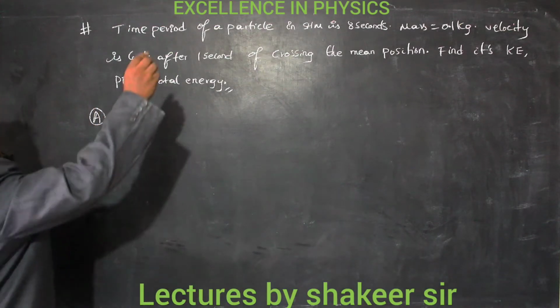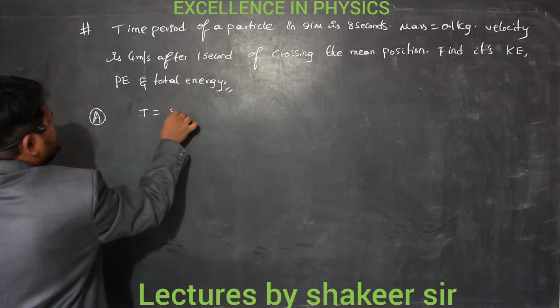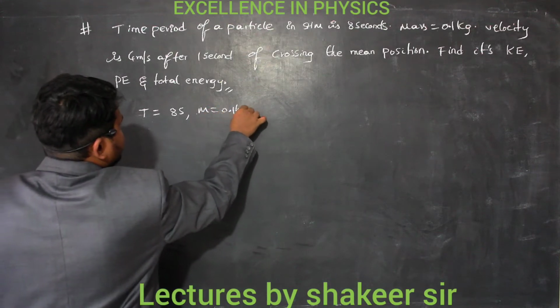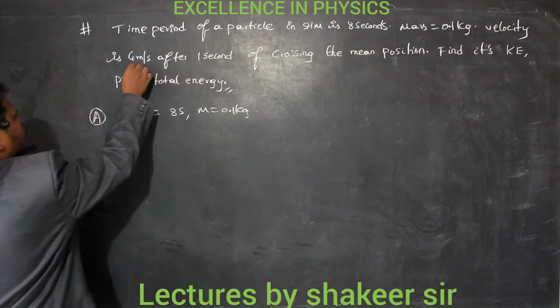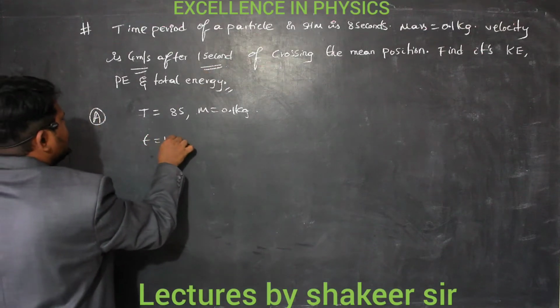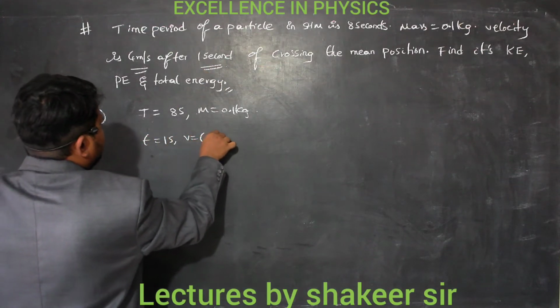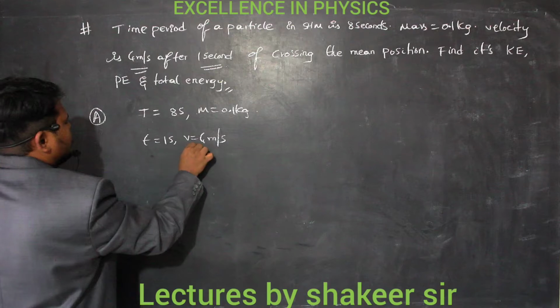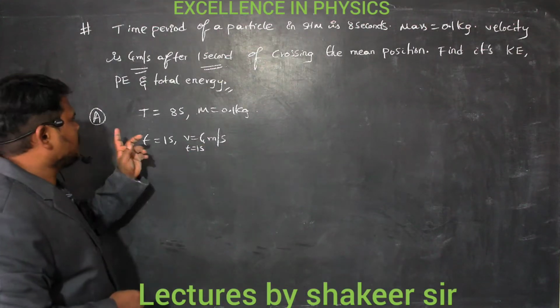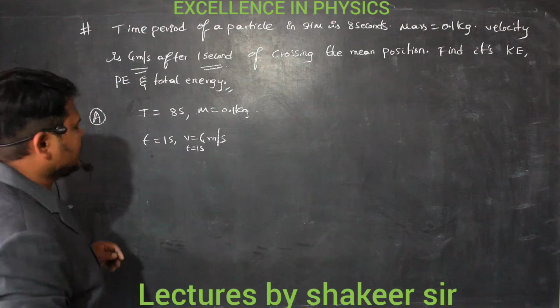So first let us list out the data which is given. Time period is 8 seconds. Mass is given as 0.1 kg. Velocity is 4 meters per second after a time of 1 second. So t is equal to 1 second. Velocity is equal to 4 meters per second at a time of t equal to 1 second. Clear? So we are supposed to find kinetic energy, potential energy and total energy.